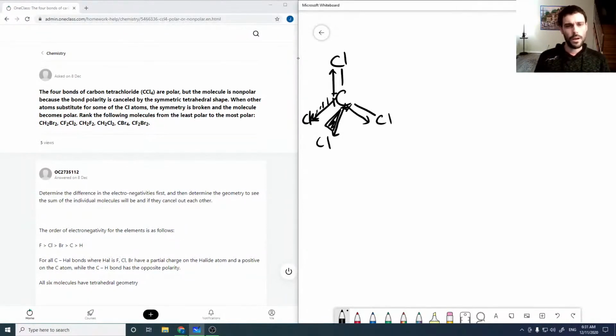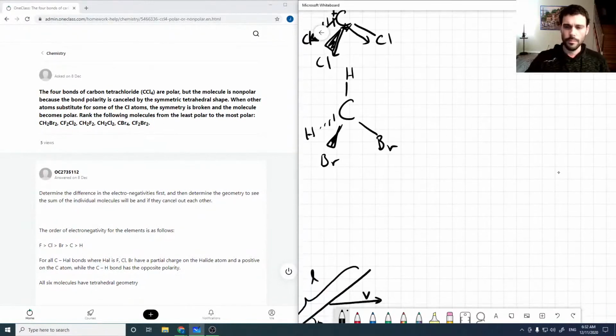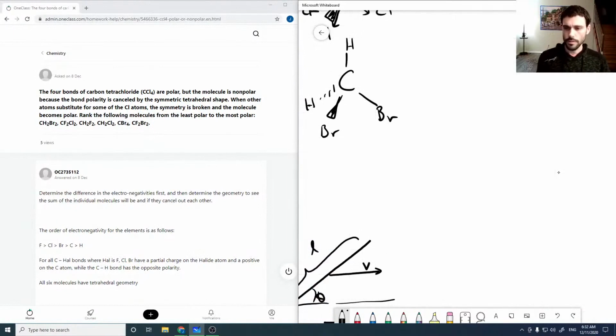Okay, so now when symmetry is broken, we're going to get a dipole, and it wants us to rank several molecules. So I'm just going to draw them out as I come to them. So I've got C, H, bromine, and bromine. And I'm just going to draw a bunch of them. And of course there's other stuff down here.